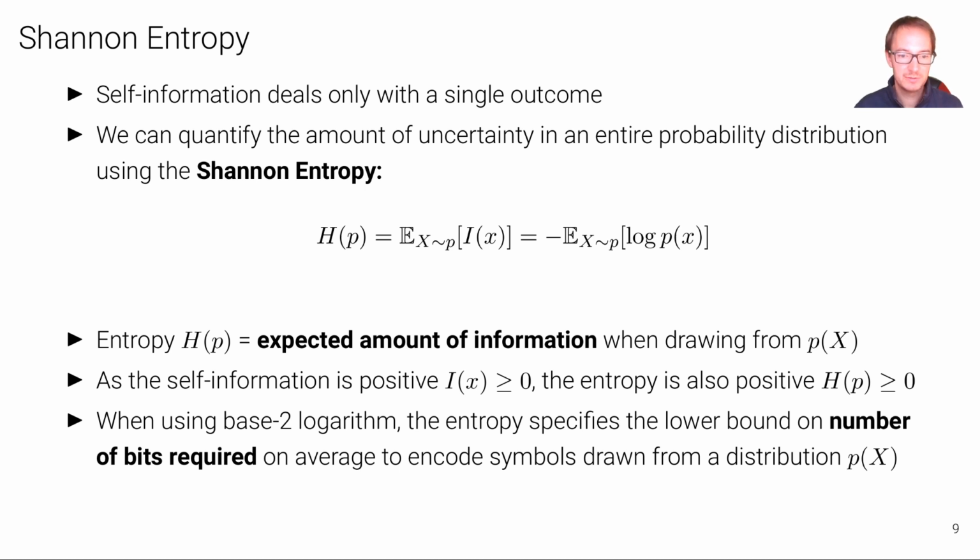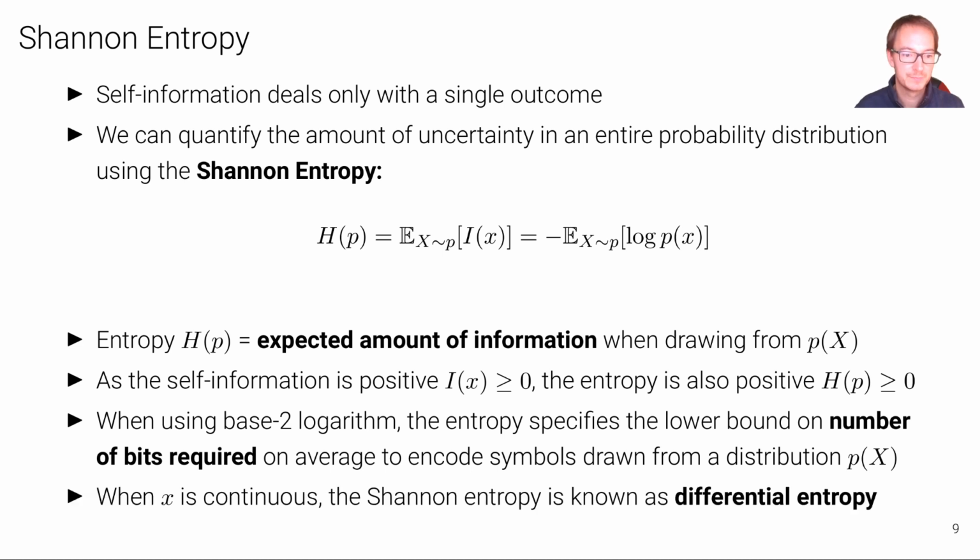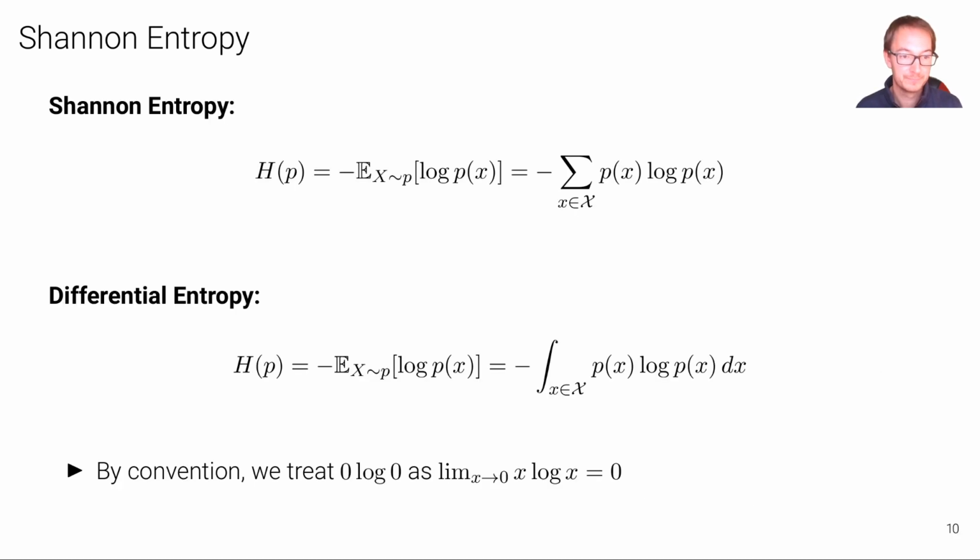When using base 2 logarithm, the entropy specifies a lower bound on the number of bits required on average to encode symbols drawn from a probability distribution p of x. When x is continuous, the Shannon entropy is known as differential entropy. So many of these concepts that we see here not only work for the discrete case, but also for the continuous case. And in this case, we call this Shannon entropy the differential entropy.